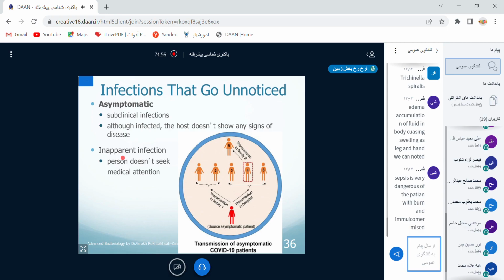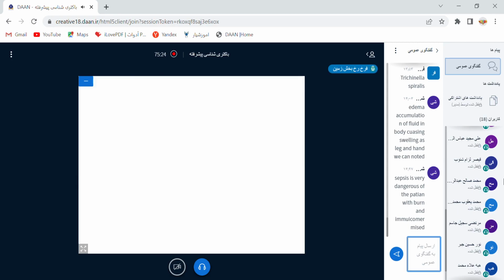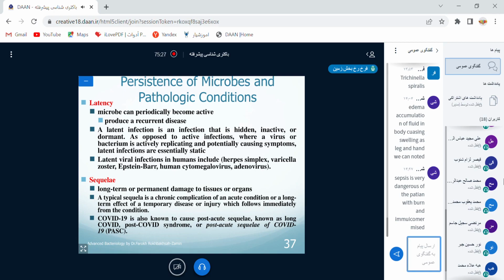In inapparent infection, the person doesn't seek medical attention. When the patient doesn't feel any pain, any fever, anything, he doesn't go to the physician and doesn't use any medicine. In epidemiology, these people are bad because without knowing they have infection, they transfer infection from one person to another person.